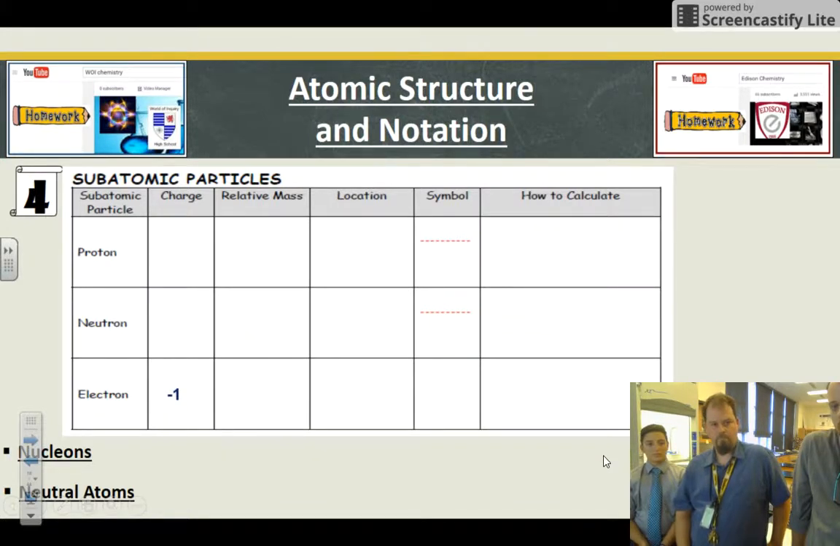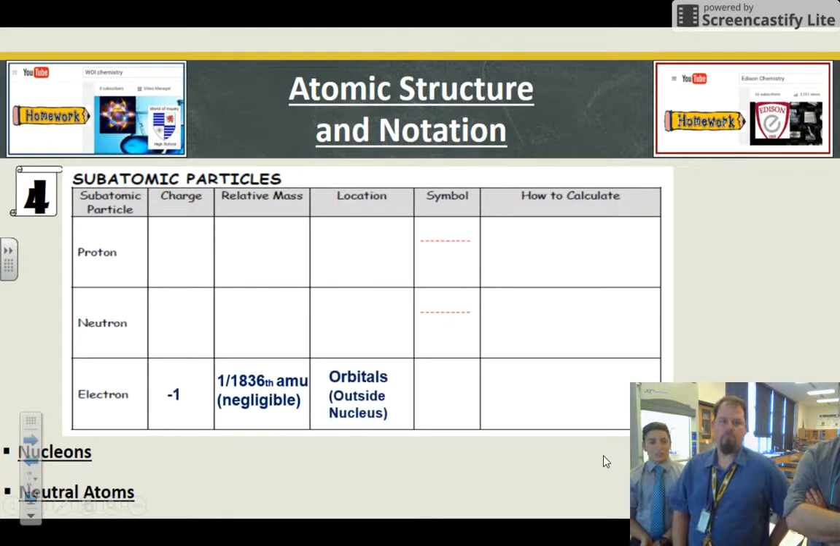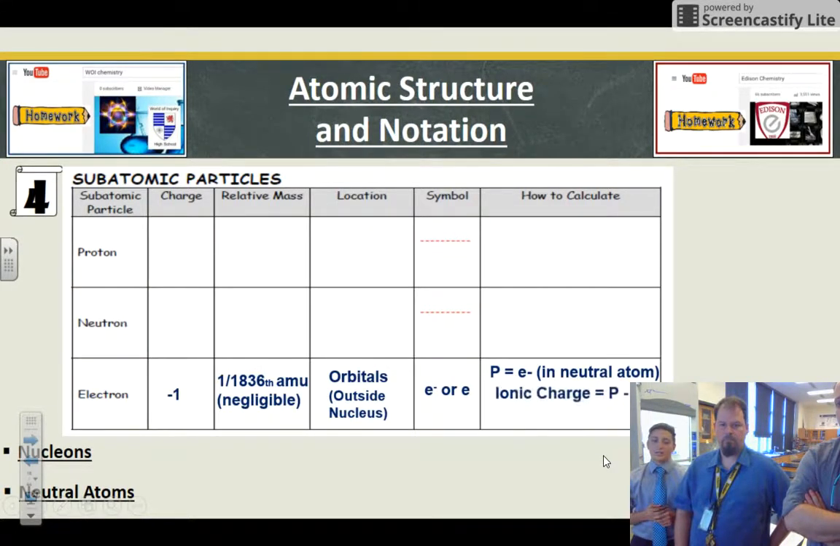Got the electron next. Charge of -1. It's got such little mass that we don't even worry about it. We'll call that 0 AMU. It is not in the nucleus. It's outside in those orbitals. You can call it an E or an E with a minus. I use the E with the minus. And it's going to be the same as the protons for a neutral atom. For the ionic charge, you're going to do protons minus electrons. And the overall charge would be 0 for that neutral atom.